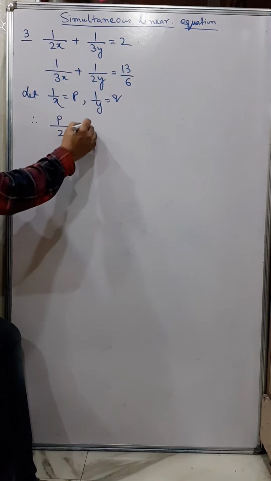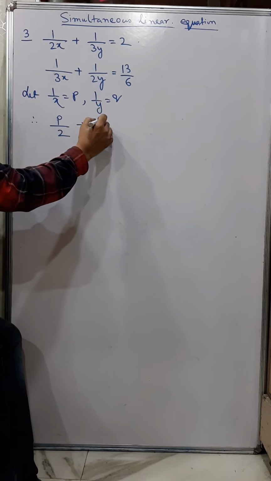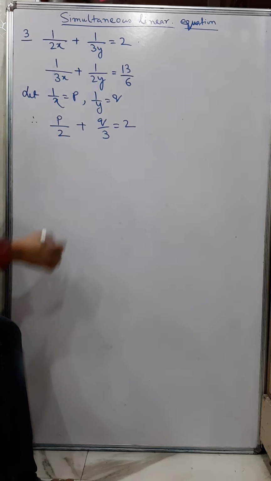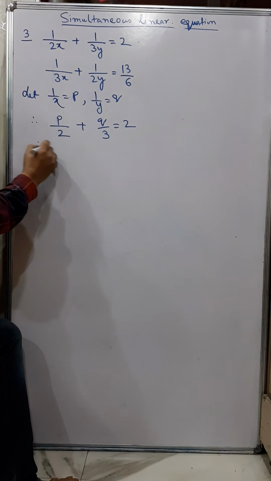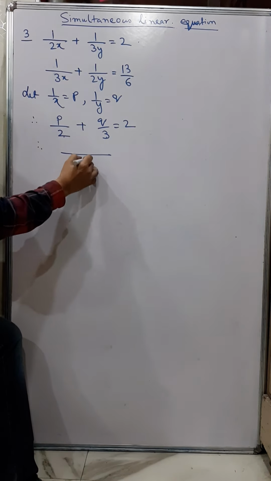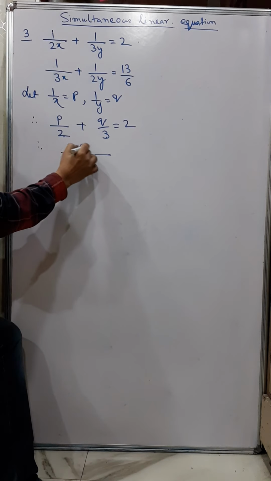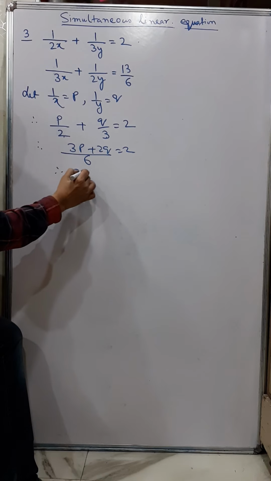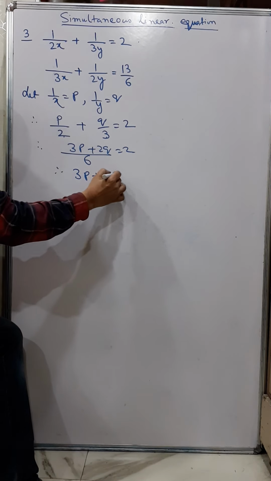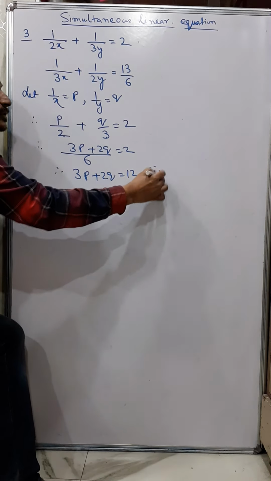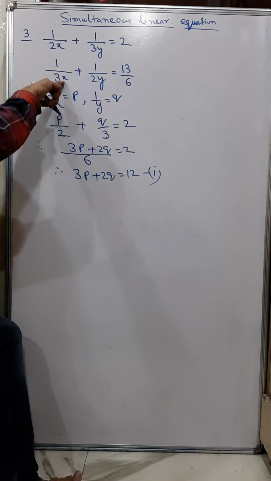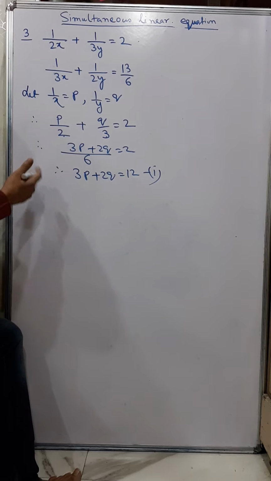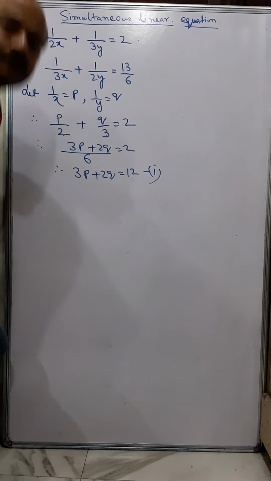And here also the next one, what I get? q by 3 equals 2, and then I will simplify this taking LCM. I get 6. I get 3p plus 2q equals 12. So this becomes my first equation. Similarly, I will do the second equation, and then as we have done in the previous example, you can do this way. Okay.